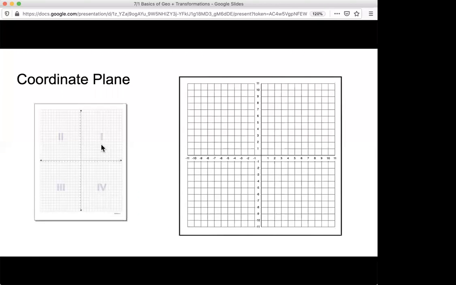Can you see my mouse moving? Could someone answer if you could see my mouse moving? Yeah, they can. Okay, thank you.